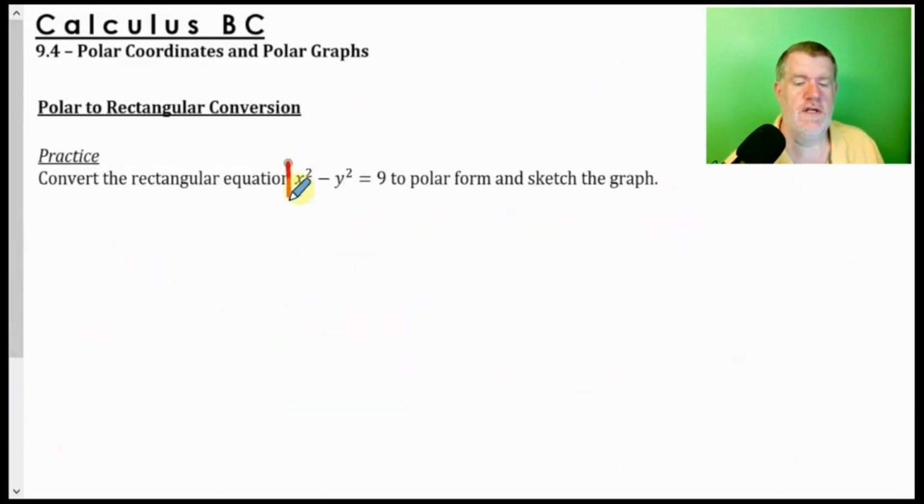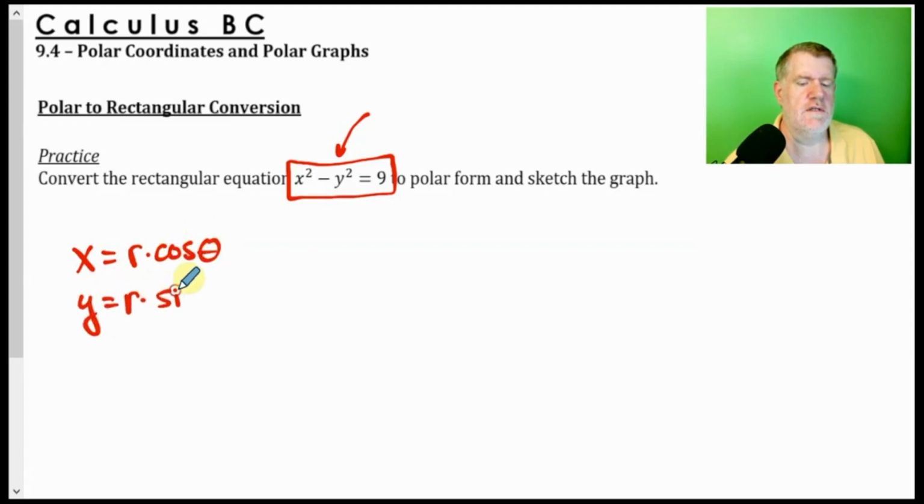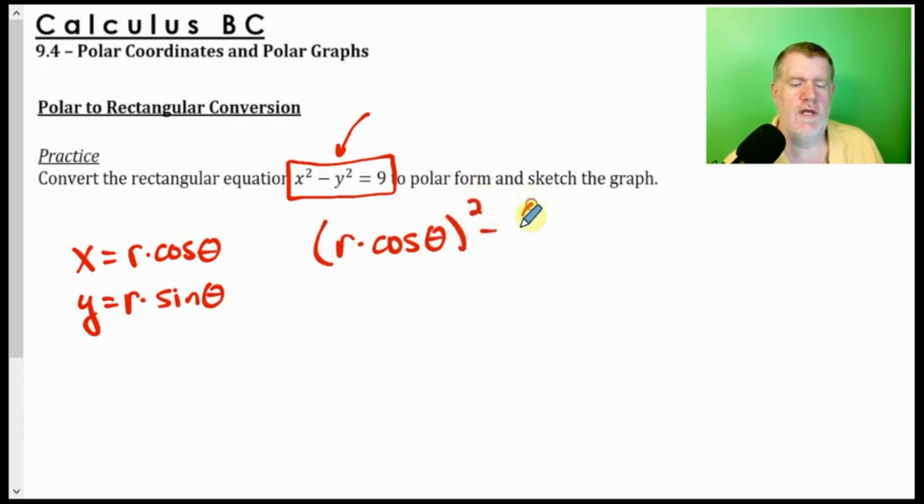We're going to convert this rectangular graph to a polar form. I don't know if you remember much about conic sections, but that's a hyperbola. Okay. Either way, doesn't matter. What information do we need to convert that? Well, remember this, and remember this. So I'm going to put (r cosine theta) squared minus (r sine theta) squared equals 9.